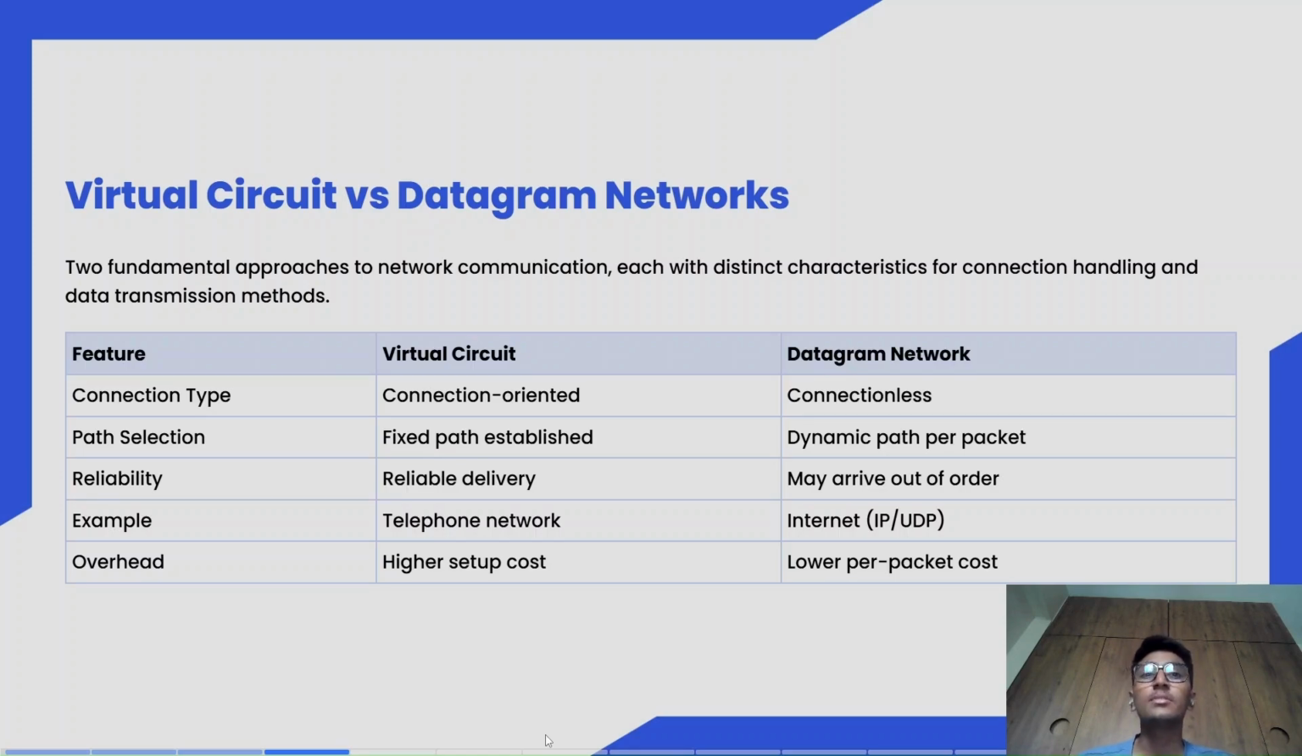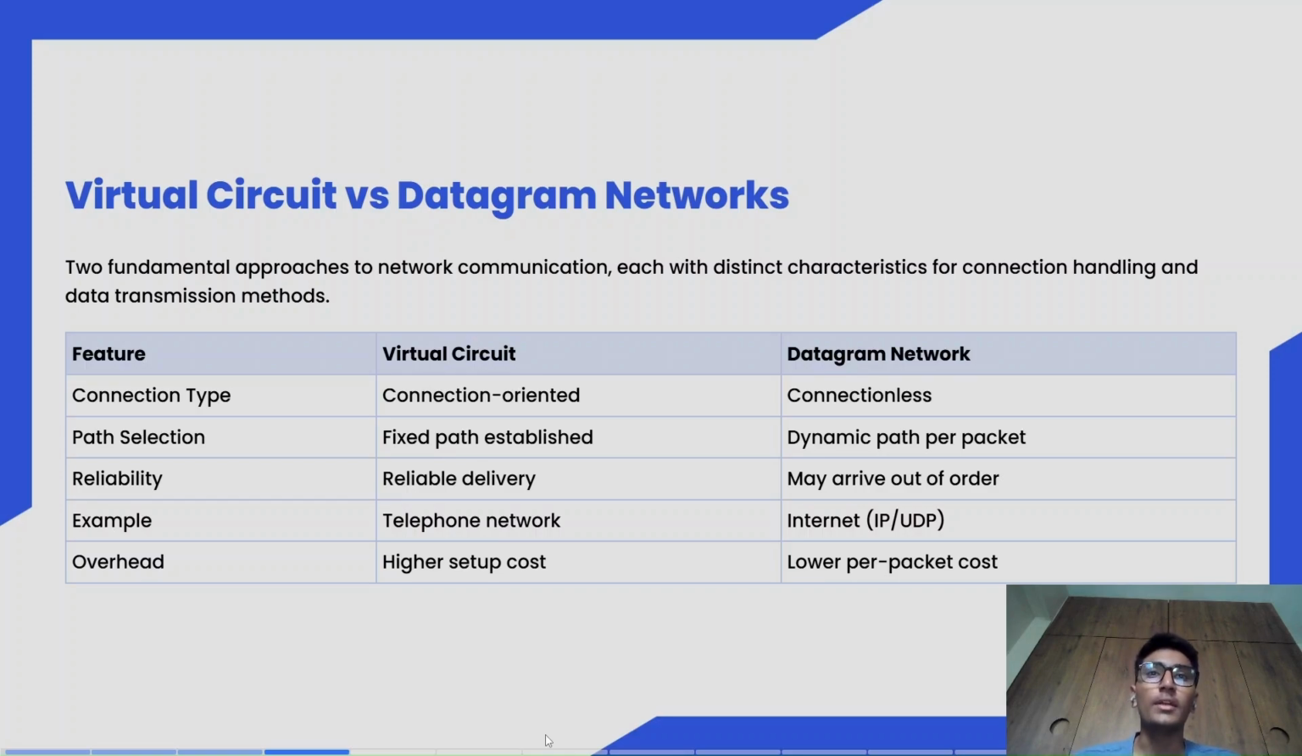The second difference is path selection. The virtual circuit is a fixed path established before data transfer begins, whereas a datagram network uses a dynamic path per packet. The third one is reliability. In a virtual circuit, reliable delivery is assured, whereas in a datagram network, packets may arrive out of order or take different routes. The fourth one is the example. For the virtual circuit, the example is like a telephone network, whereas for a datagram network, it's like the internet or IP, or you can say UDP.